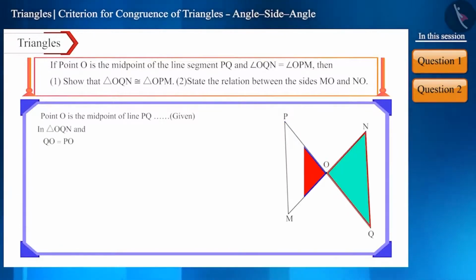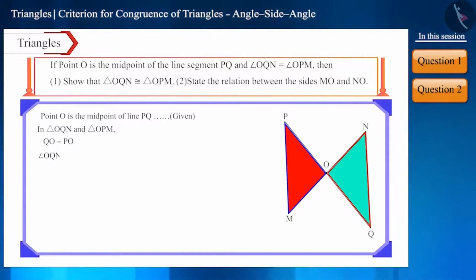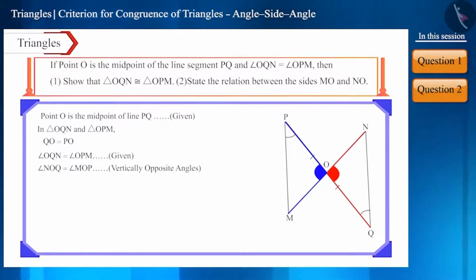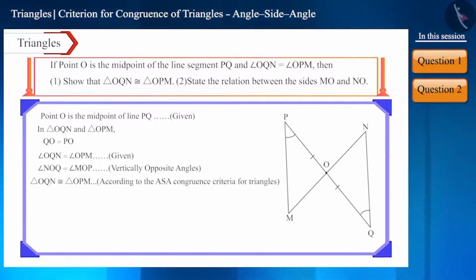Now, look at triangle OQN and triangle OPM. We are given that these two angles are equal. Look at the figure carefully. The two angles are vertically opposite angles. That is, angle NOQ and angle MOP will be equal. In these two triangles, two angles and their included side are equal. Therefore, these two triangles are congruent as per the ASA congruence rule for triangles.